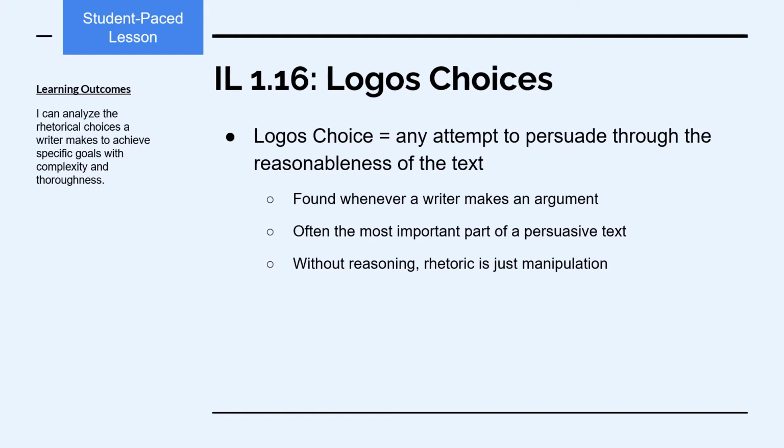Let's look more closely now at logos-based rhetorical choices. A logos choice is any attempt to persuade through the reasonableness of the text, and logos choices are found whenever a writer makes an argument. Logos choices are often the most important part of a persuasive text because without reasoning, without arguments to back up ideas, rhetoric becomes just manipulation.